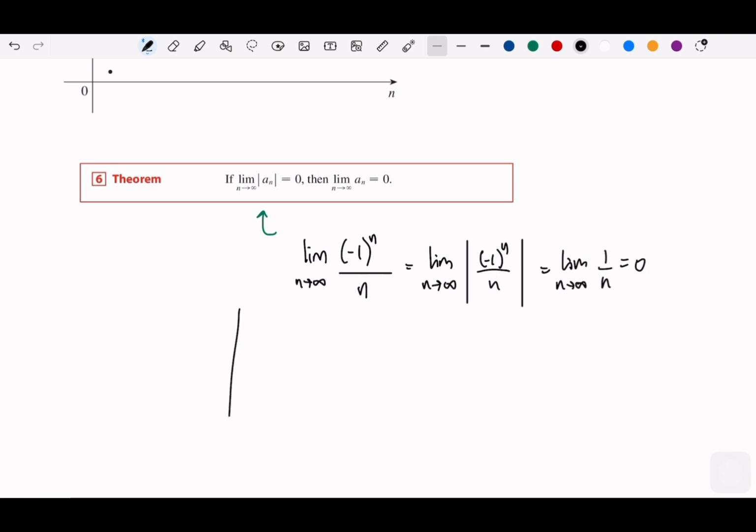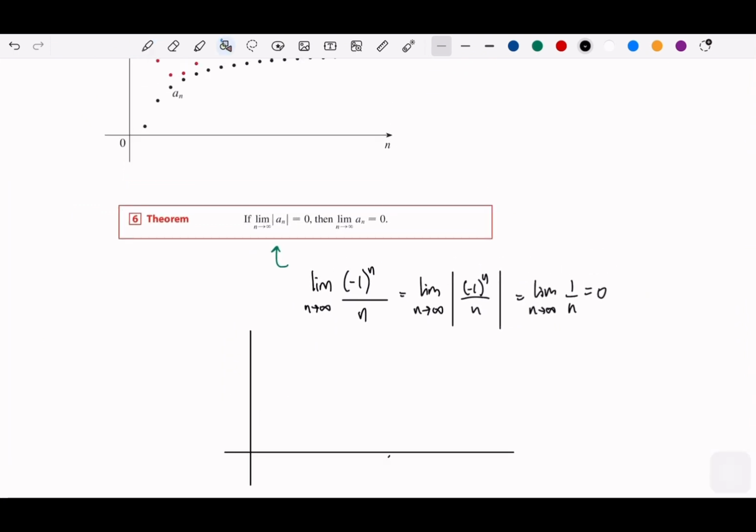So we can try to build our graph. Let's say this is a_n and this is n. Let's say this is 1, and then 2, 3, 4, 5, 6, 7. If we have 1, it means we are going to have -1. So let's say this is 1 for a_n here and -1 for that.